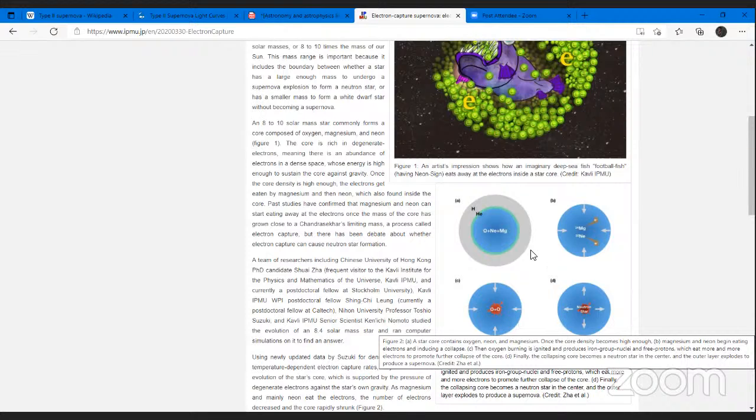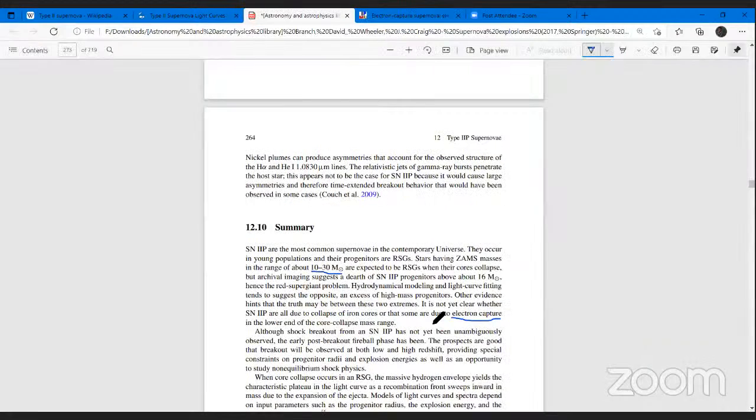Because the initial data we saw suggested about 10 to 16 solar masses can be red supergiants. In the 8 to 10 solar mass range only, neutron stars also form. So this electron capture collapse is basically the oxygen, neon and magnesium core capturing electrons and producing a collapse, which is the electron capture collapse.